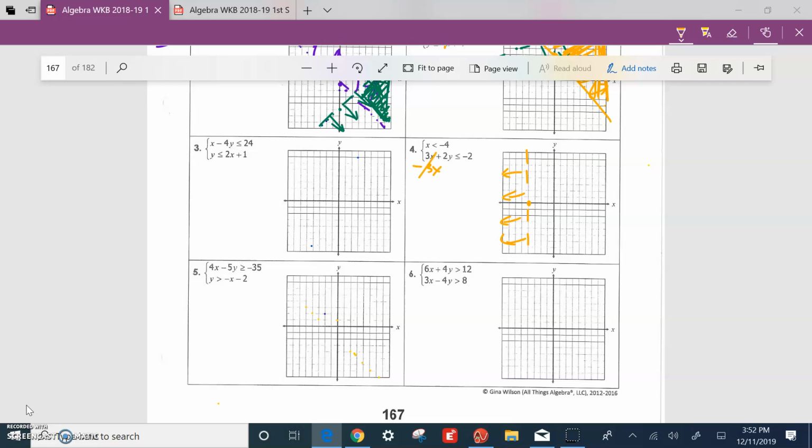Alright, then the next one is not in slope-intercept form, so we're going to make it in slope-intercept form by subtracting the 3x, and our goal for this is to get the y by itself. Once the y is by itself, then it is in slope-intercept form. Careful, make sure that if we divide by a negative, we flip the inequality sign. In this case, we're dividing by a -2, so we don't have to flip the inequality, but just FYI.